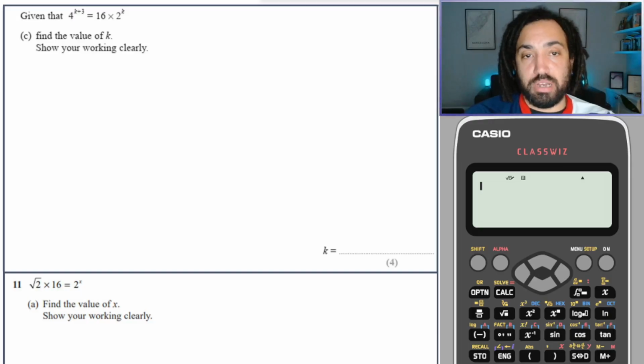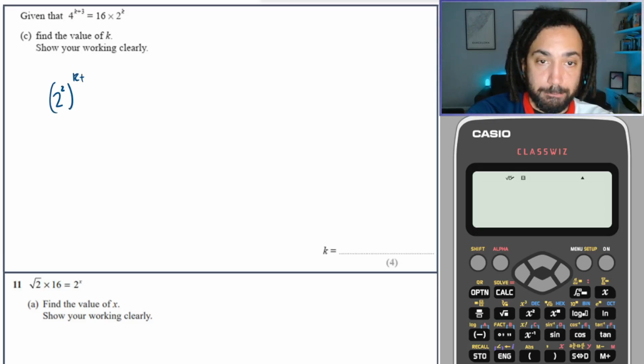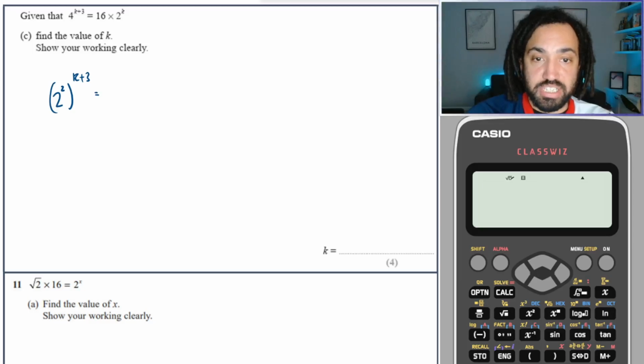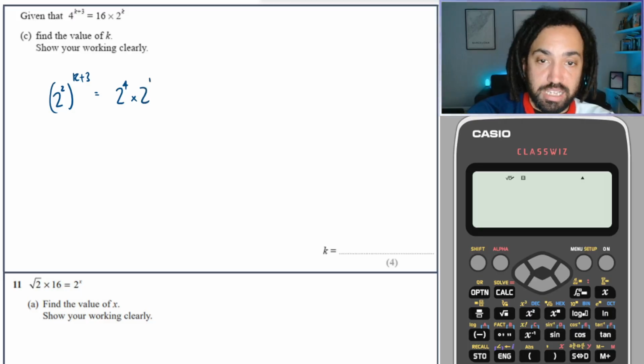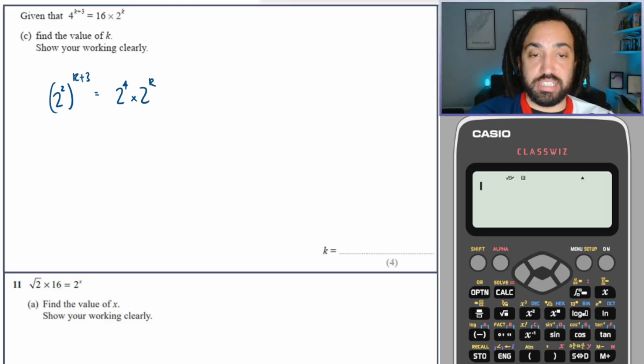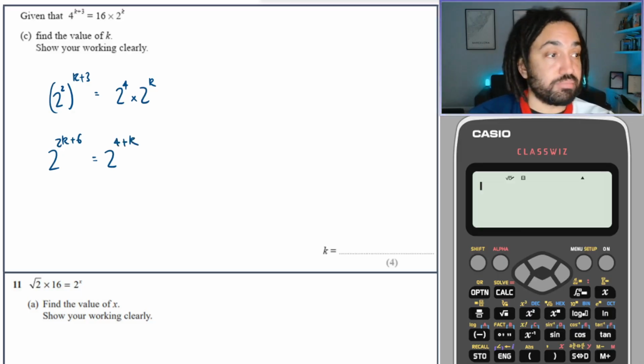Okay, this one is all about powers. So I can see these are all powers of 2. So I'm going to change 4 to 2 squared. And I'm going to change 16 to 2 to the power of 4. And 2 to the k can stay as it is. Okay, bracket rule means we multiply the powers. So I'm going to get 2 to the 2k plus 6. Times rule means we add the powers. So I'm going to get 2 to the 4 plus k.